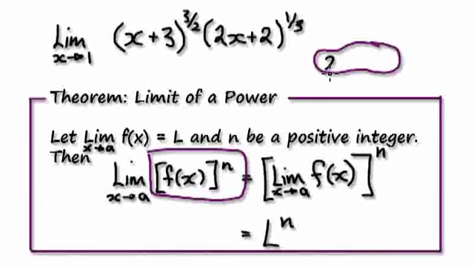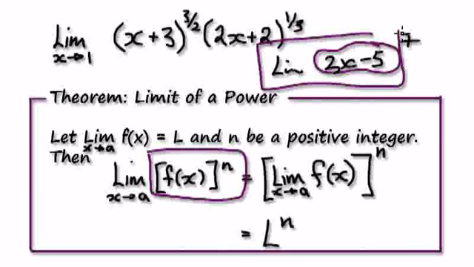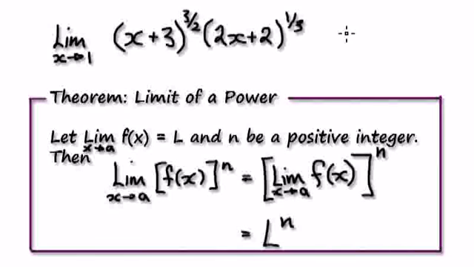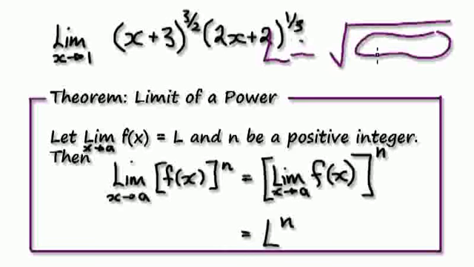Let's say 3x minus, I don't know, 5 here, and you're trying to find the limit of 3x minus 5 to the power of, let's say, 7. Well, what this theorem is saying is that you can just concentrate on finding the limit of this thing here, and then whatever the answer is, you can just raise that limit to the power of 7.